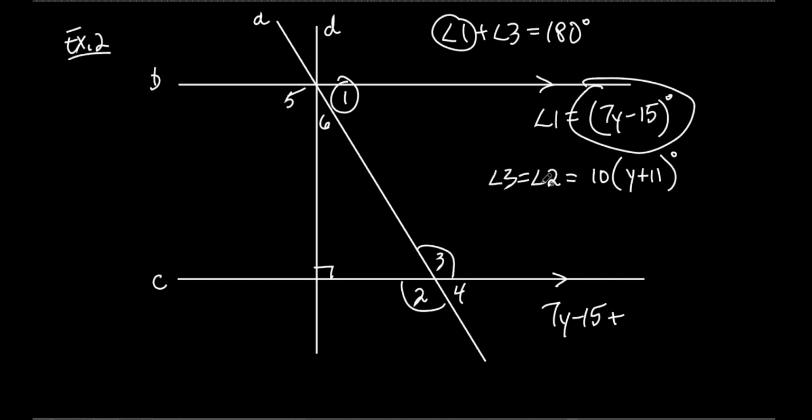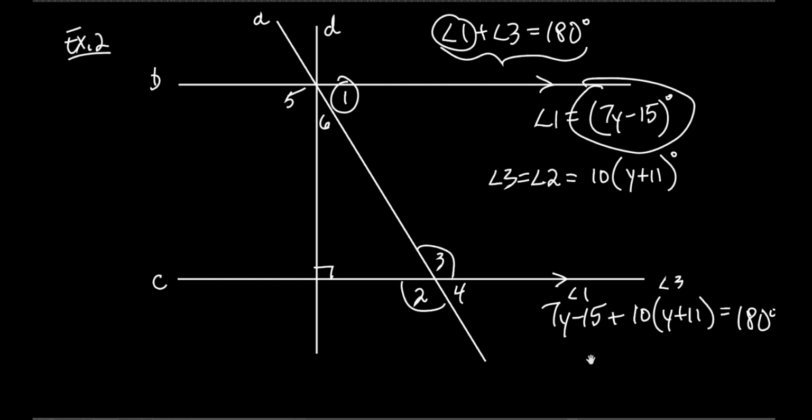So watch. 3 and 2 are the same. So I could add what? 10 times y plus 11. What's that equal to? What do they add up to be? What are these two angles, 1 and 3, what do they add up to be? It's right here in front of you. It's equal to 180. So that's equal to 180 degrees. Look, this was angle what? 1. Do you see that 7y minus 15? That was angle 1. This 10 times y plus 11, that was angle what? That was angle 2, or in this case, angle 3. So this was angle 3 as well.